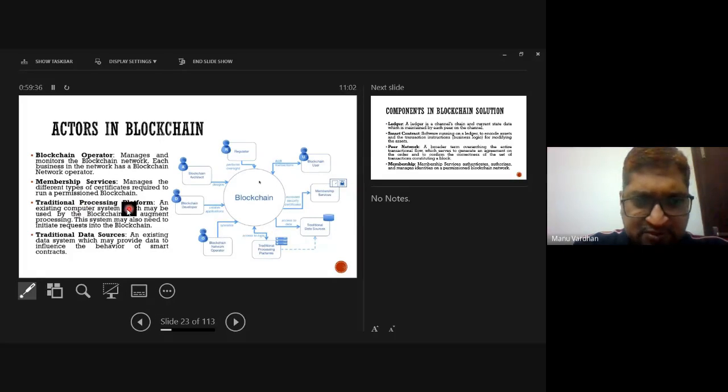Then we have a traditional processing platform, an existing computer system which may be used by a blockchain to augment processing. The system may also need to initiate requests on the blockchain. And then we have traditional data sources, an existing database system which may provide data to influence the behavior of smart contracts. So these are the few actors which play a vital role in blockchain.